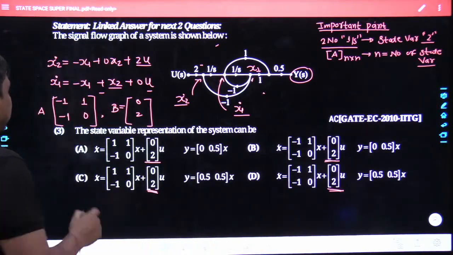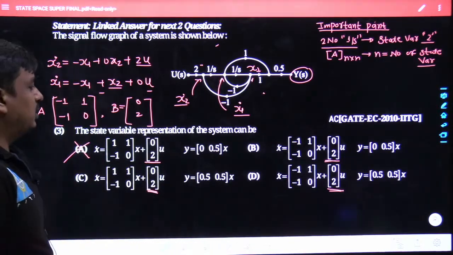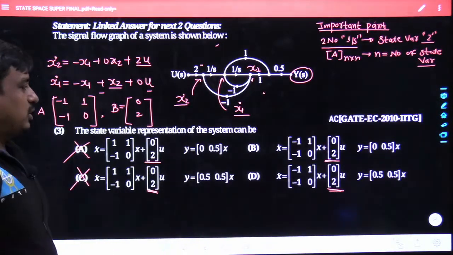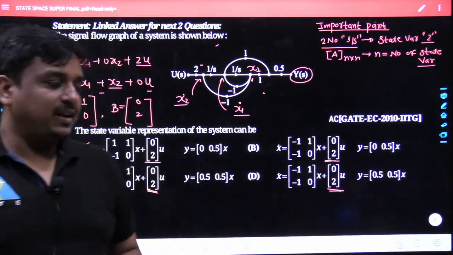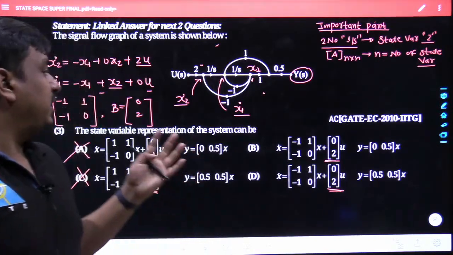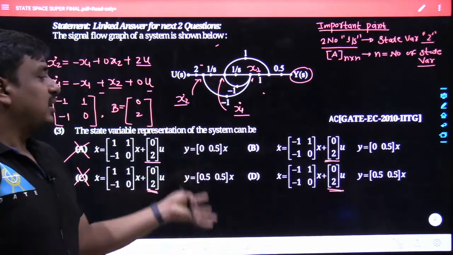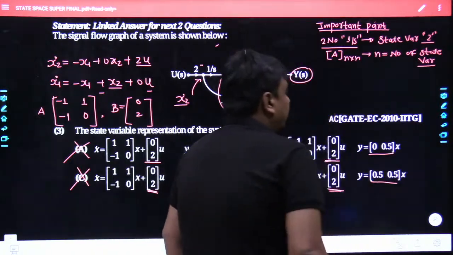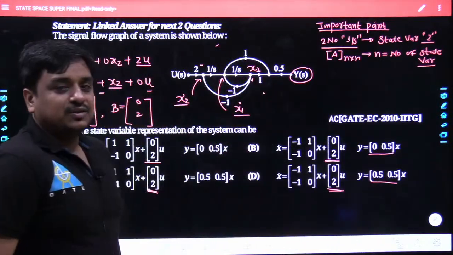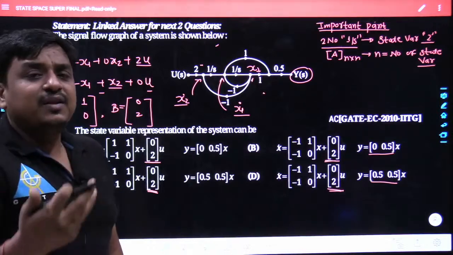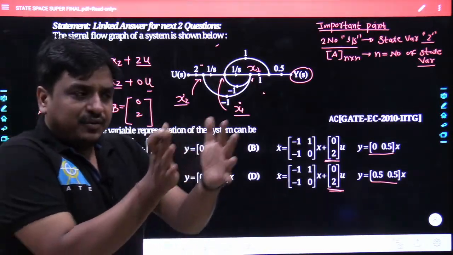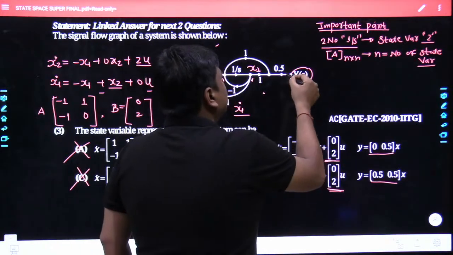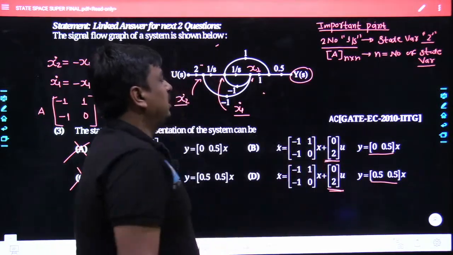What options can be ruled out? Definitely A can be ruled out. Then C can be ruled out. So we have been left with only B and D. Tell me which would be the best answer. Now we also have to process the matrix C because the matrix C has differences in both of the options. Tell me how the matrix C is defined. The matrix C is the bridge between the state variable and the output. So we'll try to understand how the output is getting connected with the state variable.